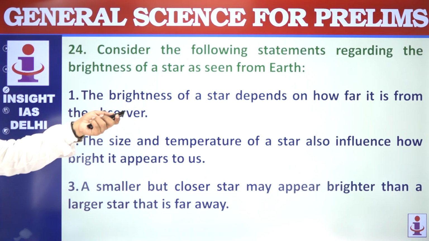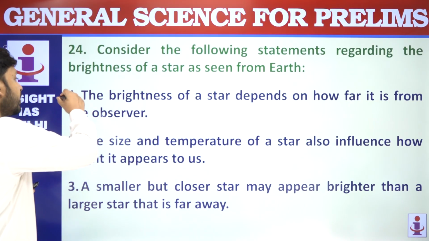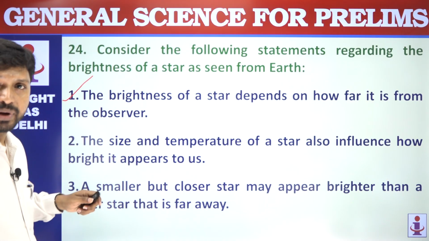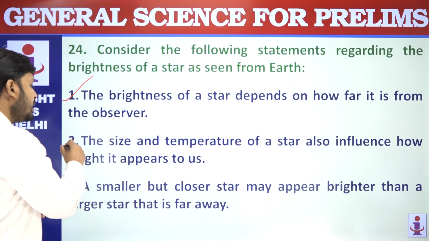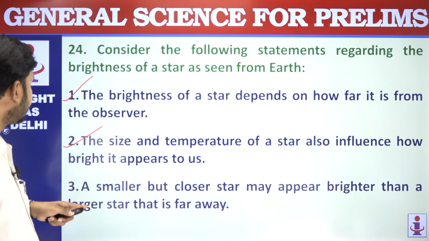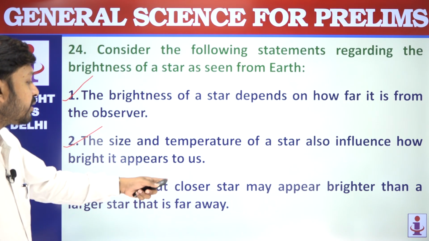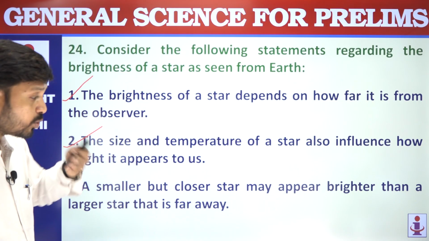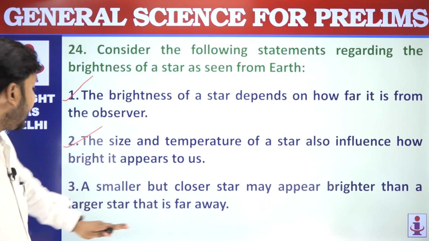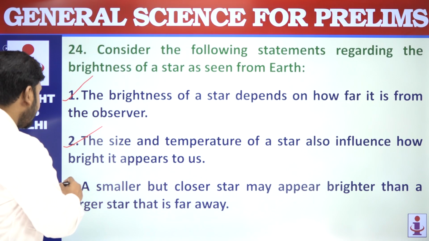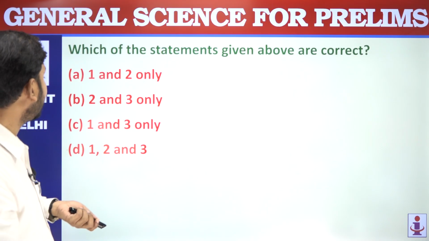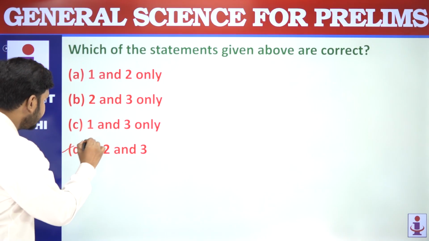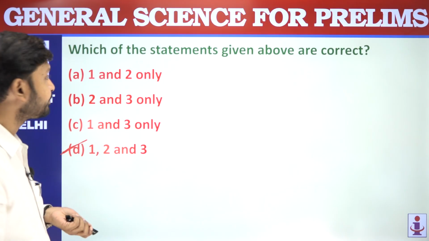The brightness of a star depends on how far it is from the observer. Whether it is close or far, depending upon that, it will vary. The size and temperature of a star also influence how bright it appears to us. A smaller but closer star, as it is closer, may appear brighter than a larger star that is far away. This is also right. So all three statements are right and they are asking for the correct one. So the D option, that is 1, 2, 3 are correct.